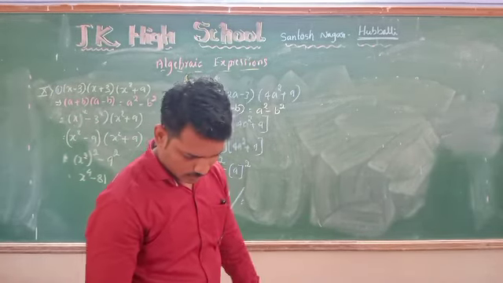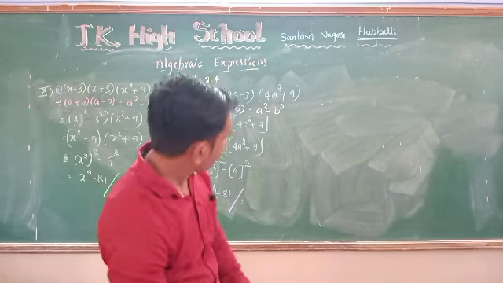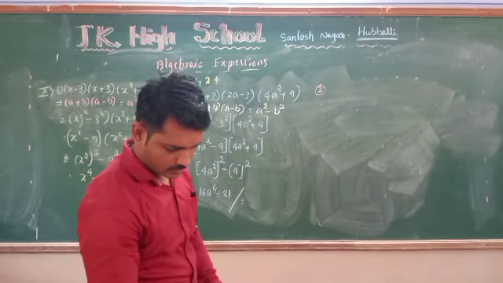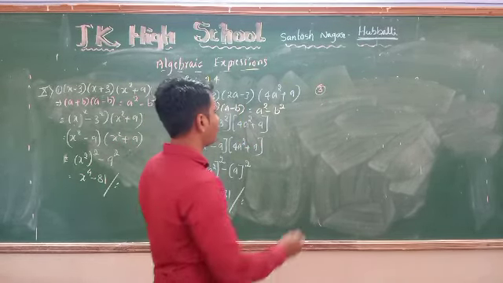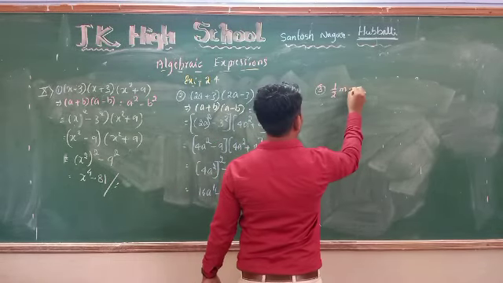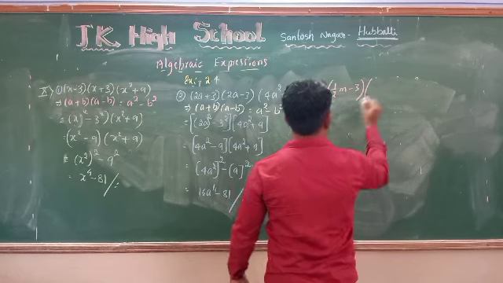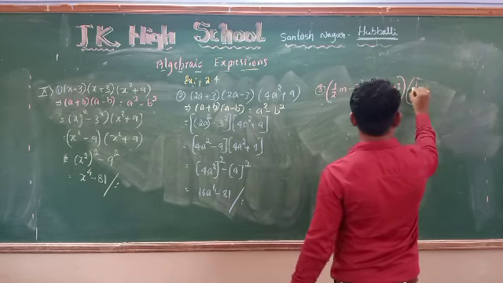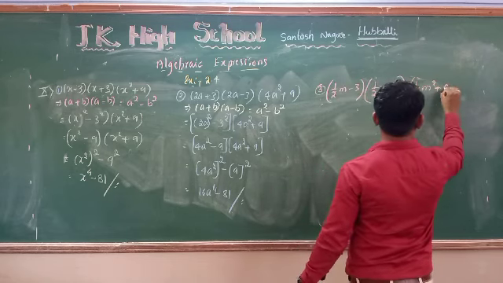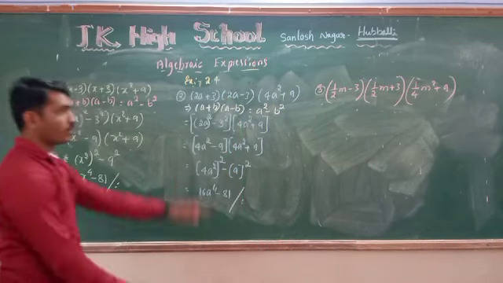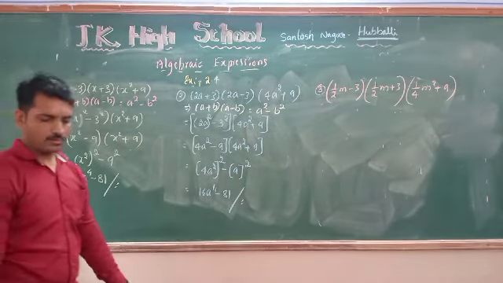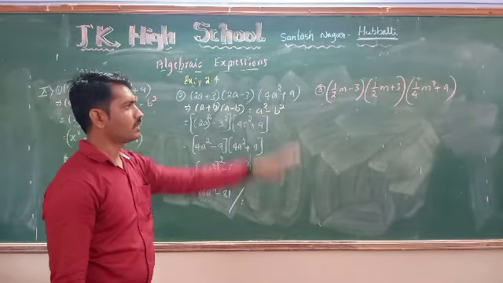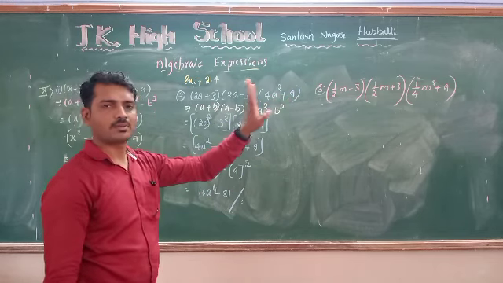Okay. Also one more question. Question number 3. The question is 1 upon 2m minus 3, 1 upon 2m plus 3, 1 upon 4m square plus 9. So don't worry about the denominators, just follow the conditional identity.